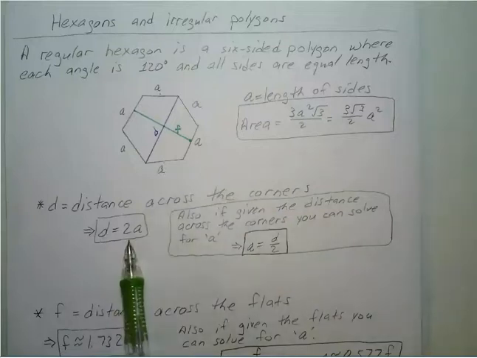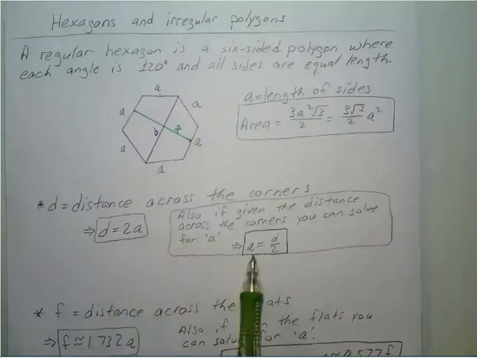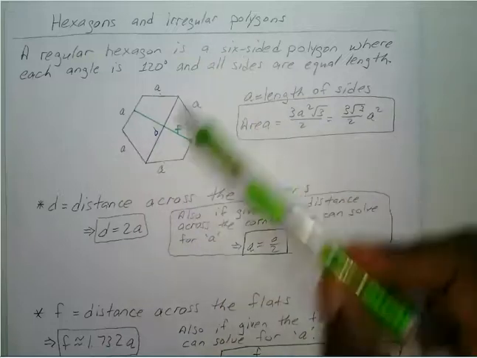And you just get this formula. Divide both sides by 2, and you can solve for a. So a would equal the distance across the corners divided by 2.